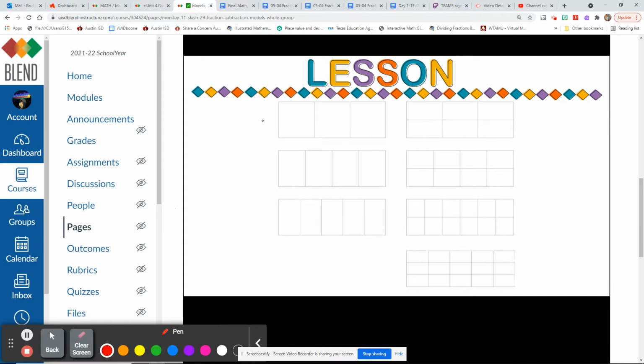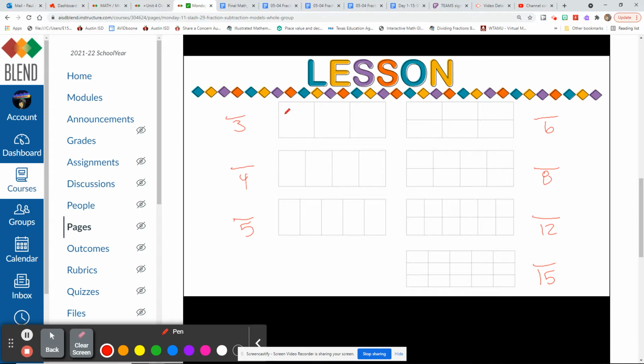So on this one, our denominator would be 3. On this one, our denominator would be 4. On this one, our denominator would be 5. On this one, our denominator would be 6. On this one, our denominator would be 8. On this one, our denominator would be 12. And then on this one, our denominator would be 15.